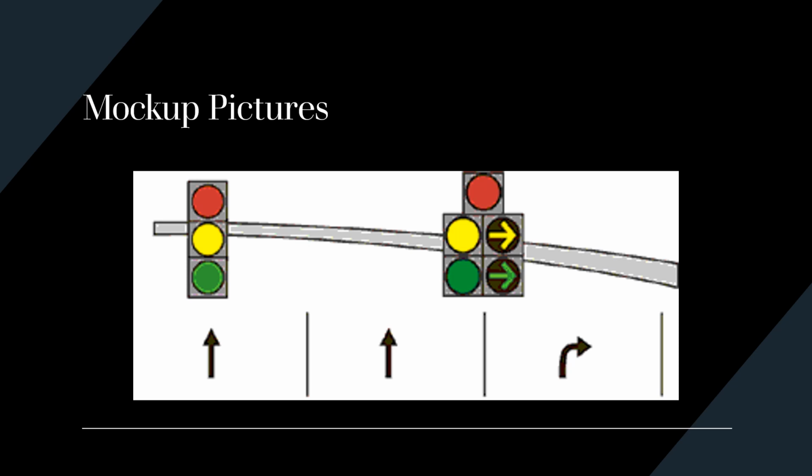Here are some of the mock-up pictures of what the system looks like. As you can see in the first one, it's just a regular street light. There's no right turn or anything like that. It's just normal. And in the second one, there's actually a right turn amber arrow and a right turn green arrow, which is what we were looking for because this allows for cars to go into the right lane while also allowing cars to go straight ahead.